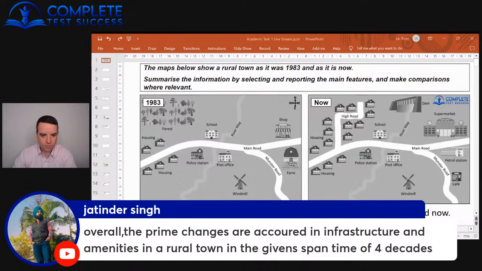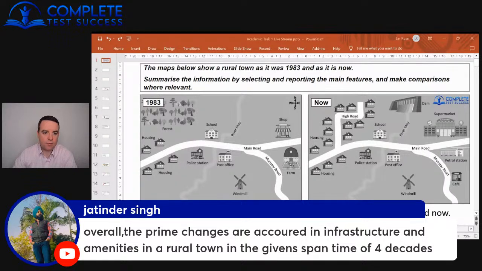Okay, Jatinder, overall, the prime changes that occurred in infrastructure and amenities in a rural... the prime changes occurred in the infrastructure. So the infrastructure, there are many different types of infrastructure. So you want to be more specific than that. What types of infrastructure are you talking about? So try to be more specific with that.